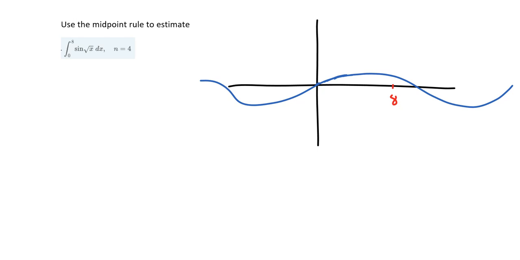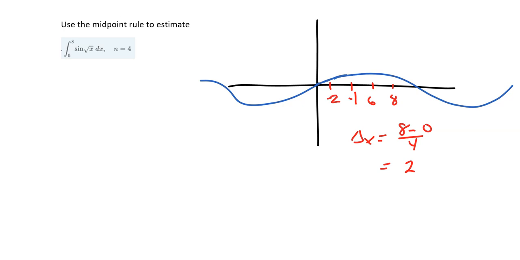And we want 4 intervals. So 2, 4, so that's 4 intervals. So our delta x is going to be 8 minus 0 over 4. So the length of each of those intervals is going to be 2.